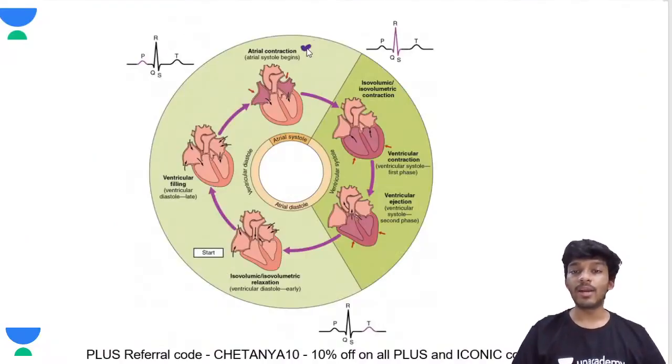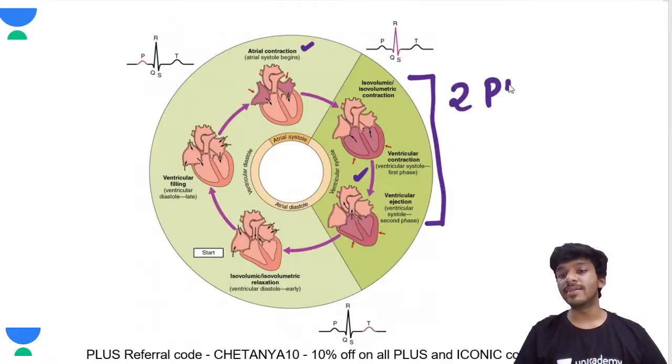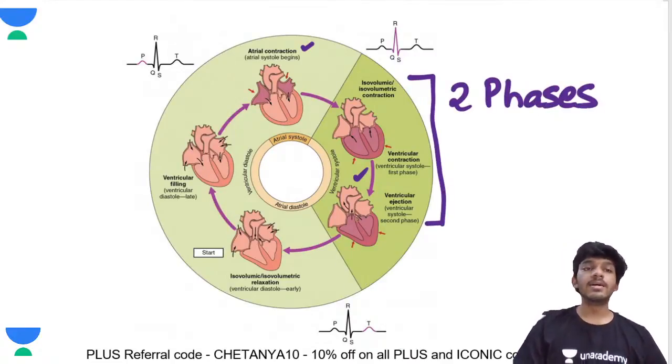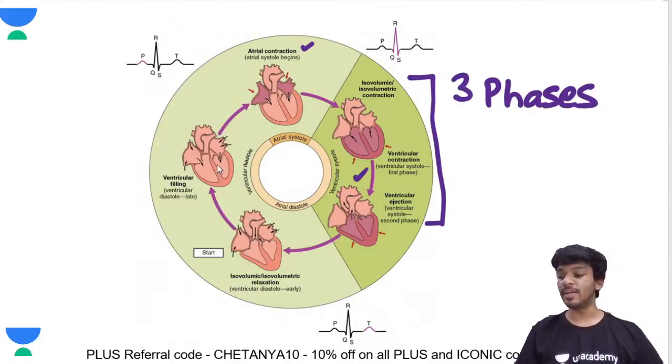Atrial systole means atrial contraction begins. After that you have ventricular systole, which has three phases, right? Or we generally say two phases, and the second phase is divided into two. Or for simplicity, sometimes we call it three phases. You will see that people also say three phases.